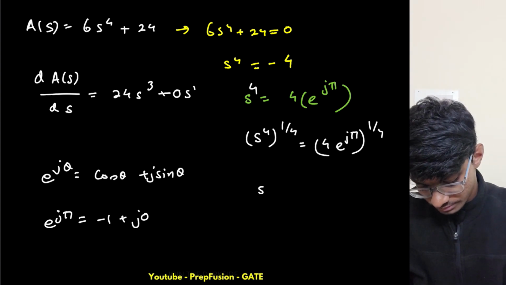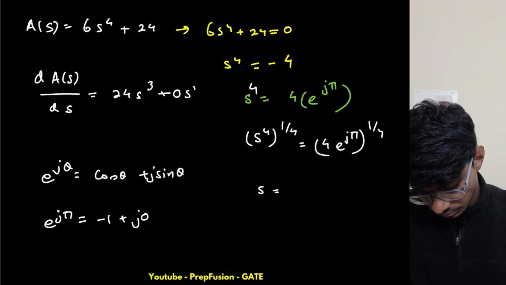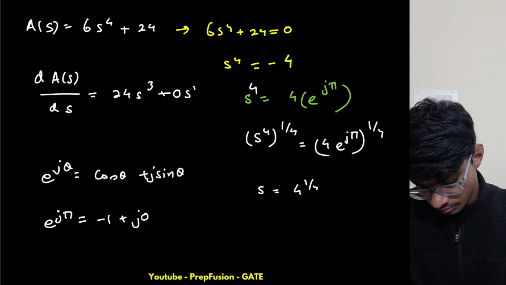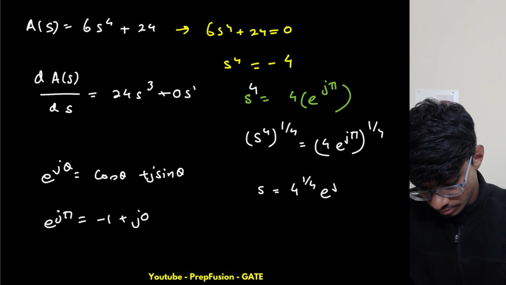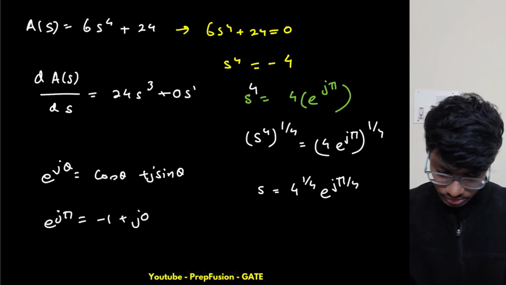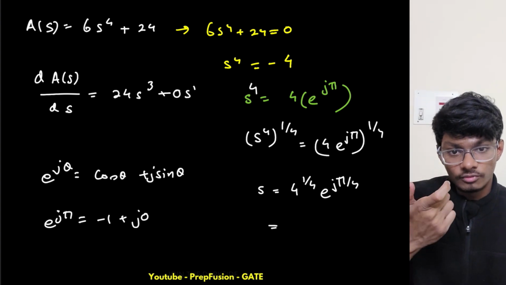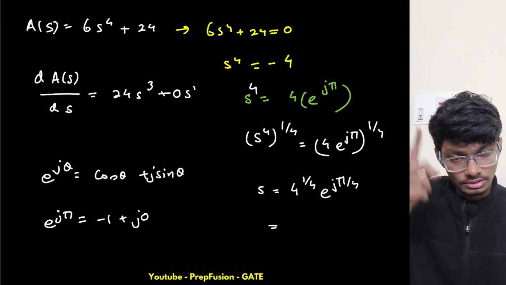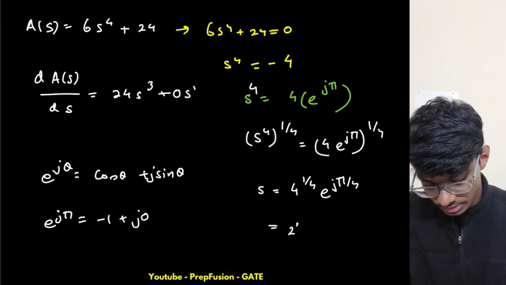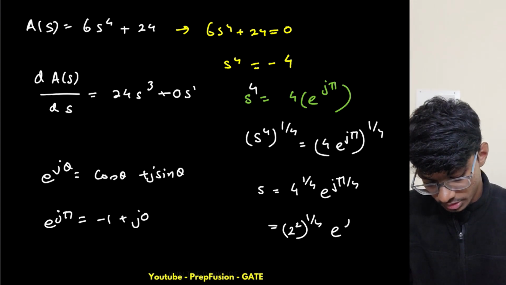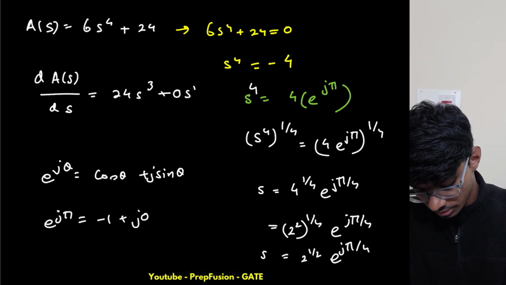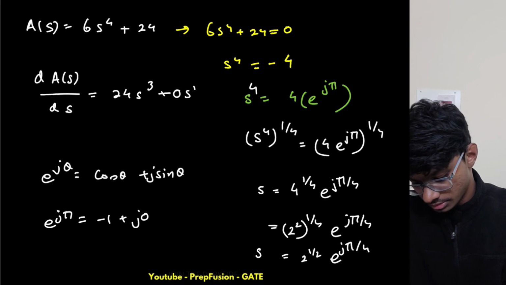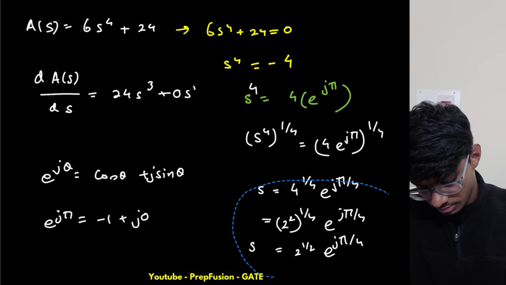So what I will get is s equals 4 to the power 1 by 4 e raised to power j pi by 4, right? So this is one of the roots. So what is 4 to the power 1 by 4? It is basically equal to root 2, basically 2 square root, you calculate. This is 2 squared to the power 1 by 4, which is 2 raised to power half e raised to power j pi by 4, right? So this is equal to s.